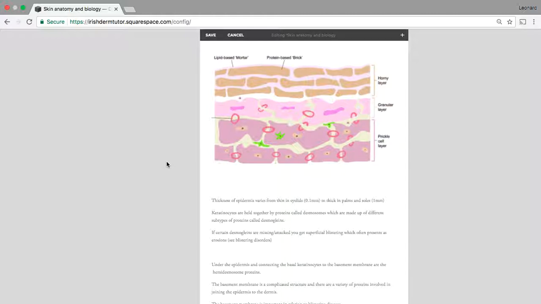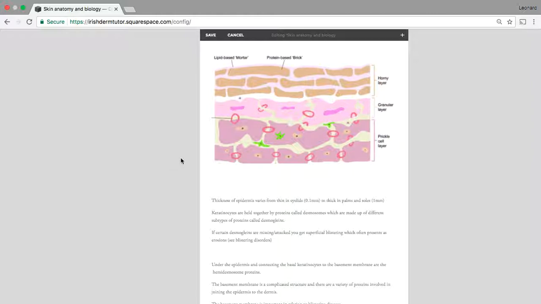Now, the keratinocytes are held together by proteins called desmosomes. It's basically a family of different proteins, and they can be broken up into subtypes of desmogleins, which are numbered. If certain desmogleins are missing, so they could be missing at birth, or if they're attacked, so you could make an autoimmune attack against them, you tend to get blistering. And if it's in the epidermis, which it is here, you'd often get these very shallow blisters. Oftentimes when they present to the doctor, they'll just be seen as erosions, as the blisters will have already burst.